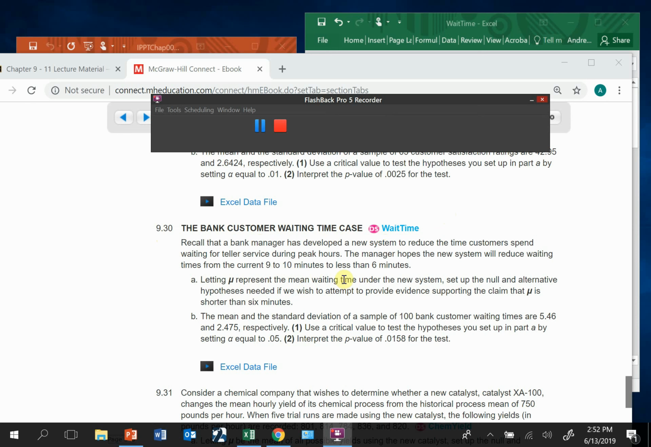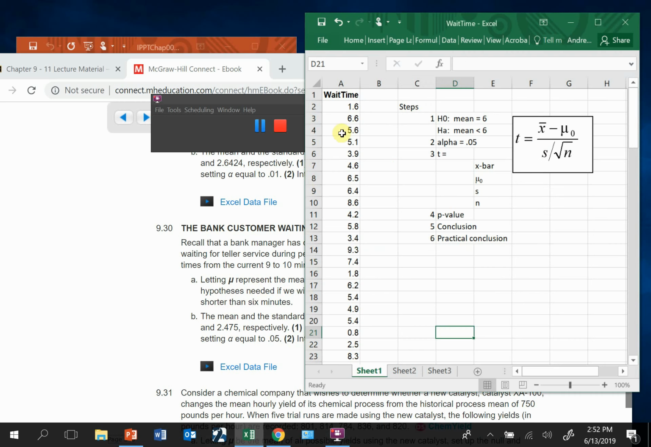So what they want you to do is set up the null and alternative hypotheses needed to provide evidence supporting the claim that the population mean is shorter than 6. So we're going to try to prove it's less than 6 minutes. And there's the data. So when I go grab the data, this is the wait time. Here are my 6 steps. See, I explicitly wrote these.